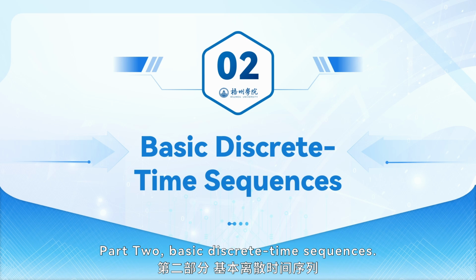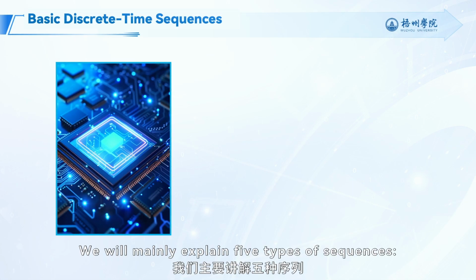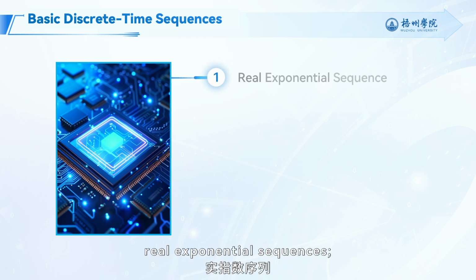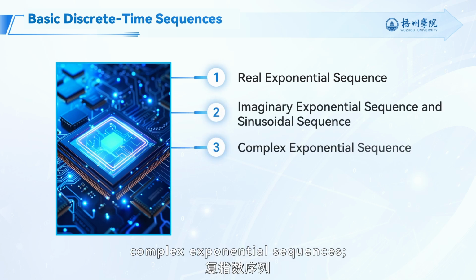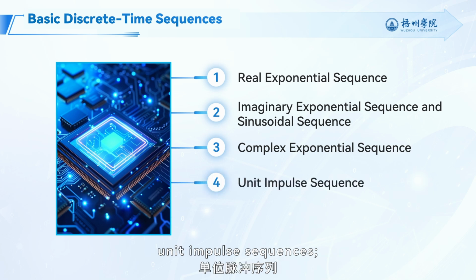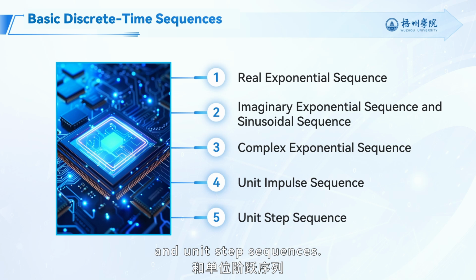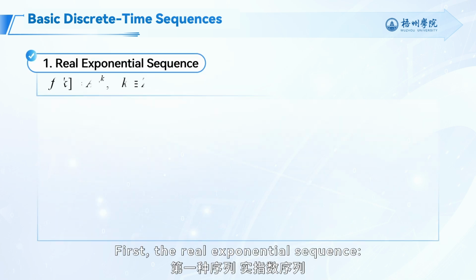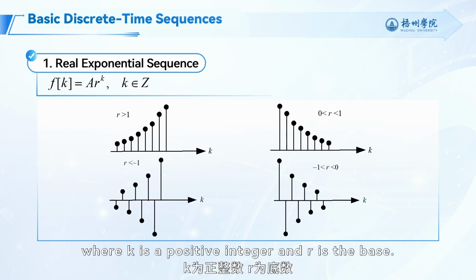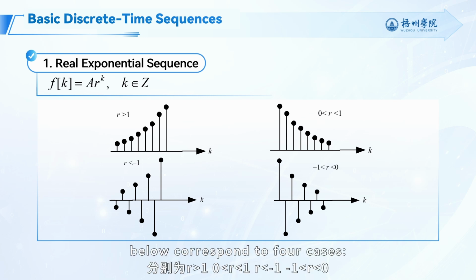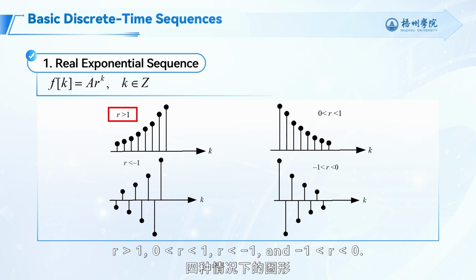Part 2, basic discrete time sequences. We will mainly explain 5 types of sequences: real exponential sequences, imaginary exponential sequences and sinusoidal sequences, complex exponential sequences, unit impulse sequences, and unit step sequences. First, the real exponential sequence. The expression is shown in the figure, where k is a positive integer and r is the base. The plots below correspond to 4 cases: r greater than 1, r between 0 and 1, r less than -1, r between -1 and 0.